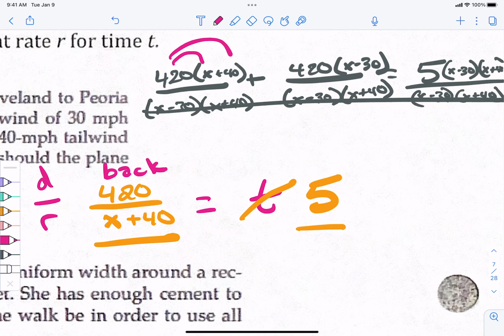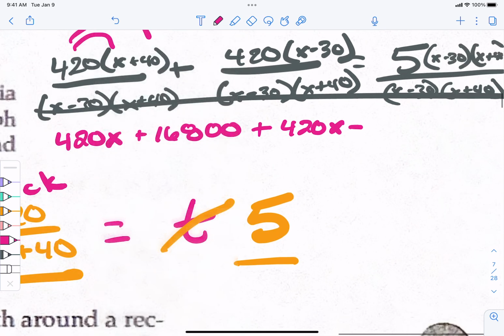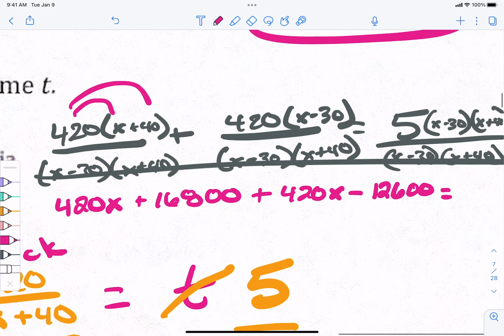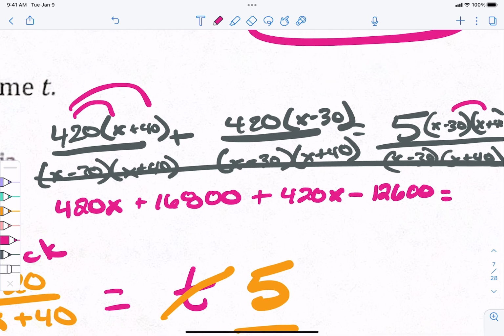All right, 420 times x is 420x. Write this down. What's 420 times 40? Help me out. 16,800, plus another 420x minus 420 times 30. What is that? 12,600. There you go. Equals these two. If you FOIL that, it's x squared plus 10x minus 1,200.